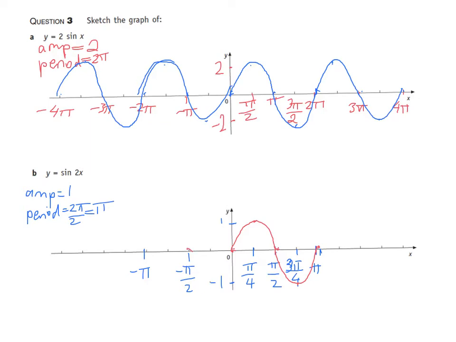Putting our little dots, knowing that it's an odd function, it'll look like that, and you can continue it in both directions or put arrows, depending on what the domain is that you need to sketch the graph between.